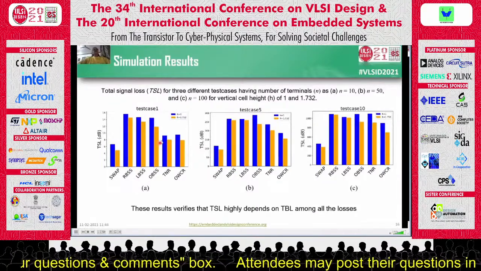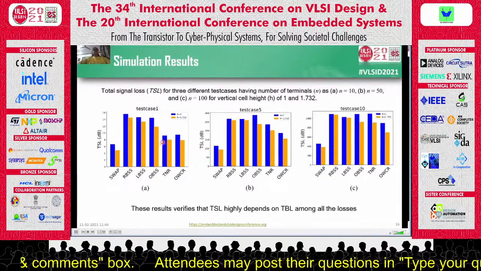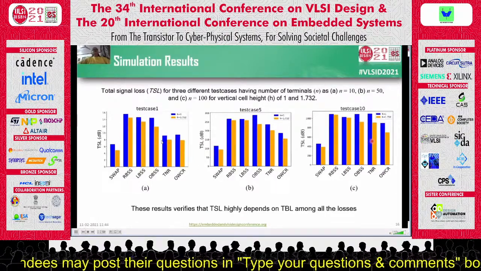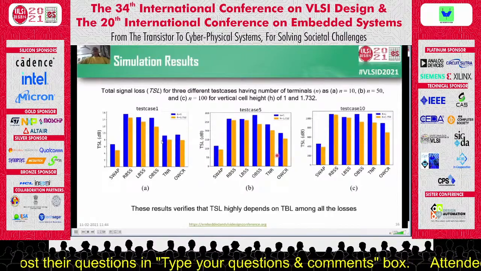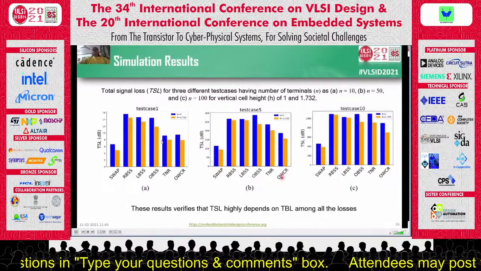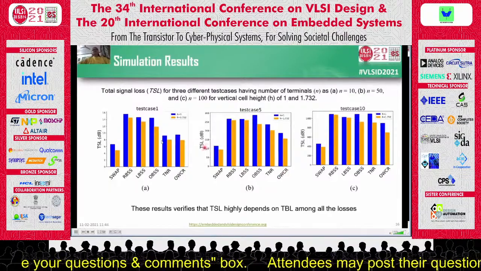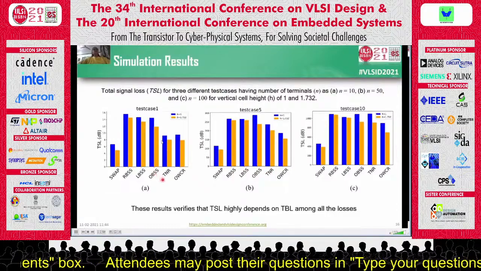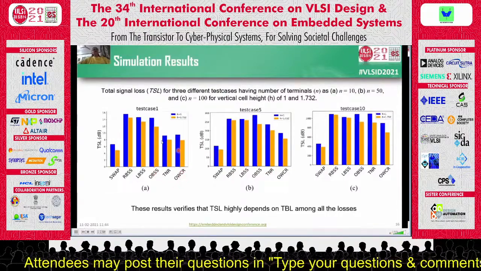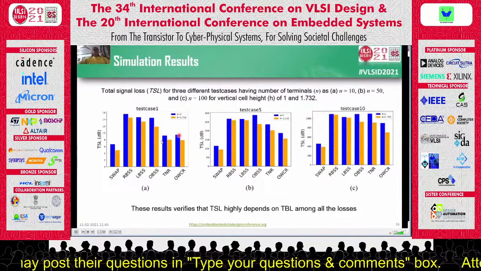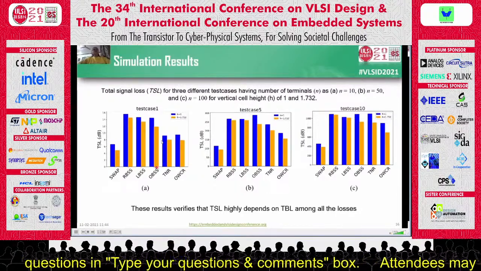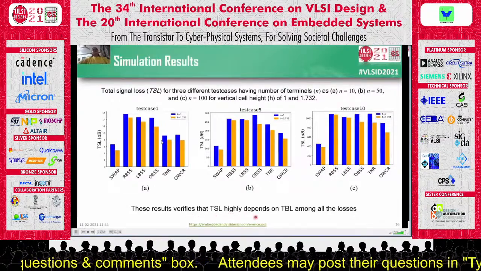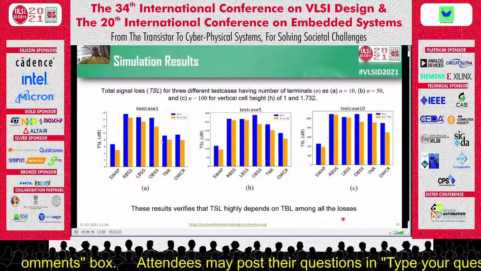These are the comparative results of total signal loss, and we have shown total signal loss with respect to all the 3 different test cases. And here for test case 5 and 10, OWCR has less total signal loss as compared to these 4 works. However, for test case 1, OWCR has slightly higher signal loss when compared to TNR. So this result verifies that the TSL highly depends upon the total bend loss among all the losses.